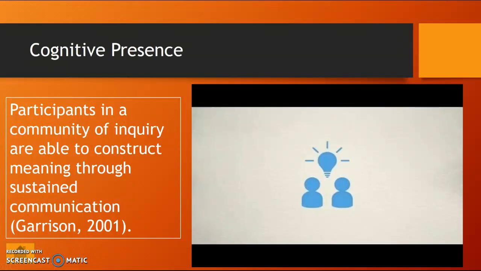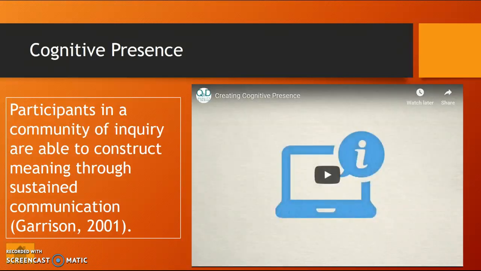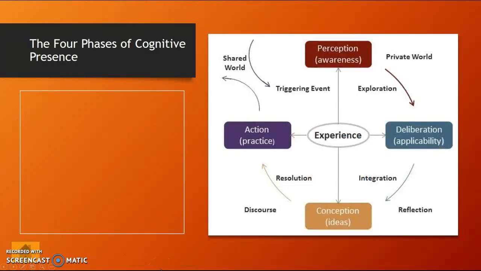So, cognitive presence. Participants in a community of inquiry are able to construct meaning through sustained communication. For sake of time, I'm not going to show the video, but the video describes how to create cognitive presence within your curriculum. Although all three components of the community of inquiry model are equally important, it's during the cognitive presence where the collaboration of ideas is created. The cognitive presence is made up of four phases. The phases include a triggering event, exploration event, integration event, and resolution event.